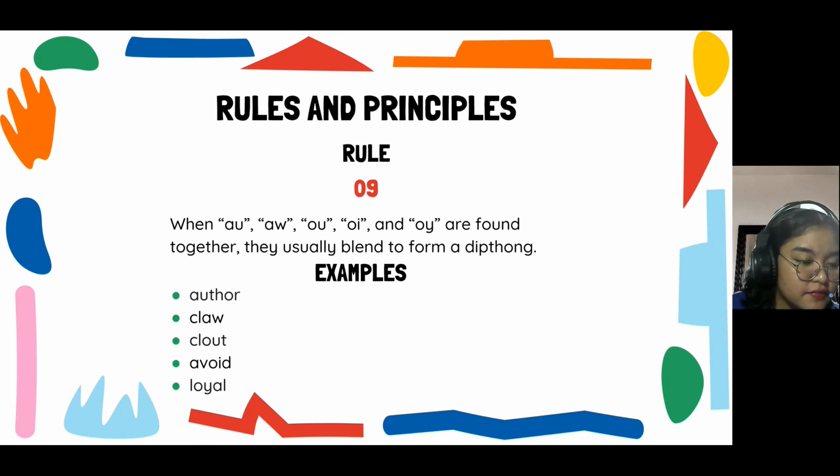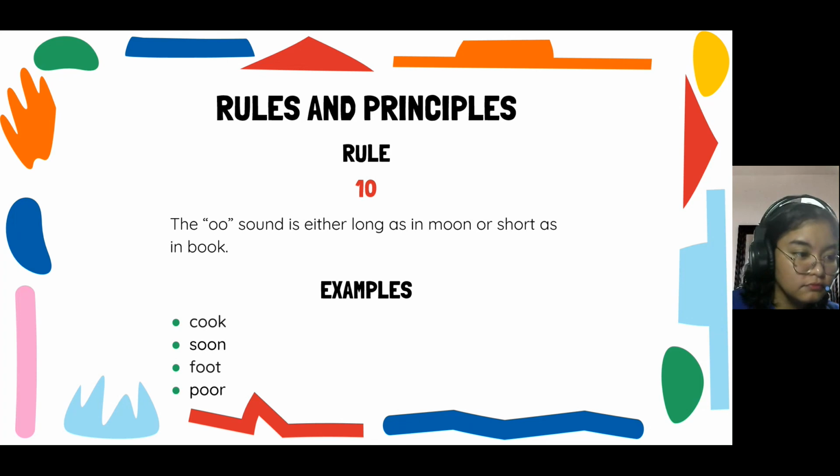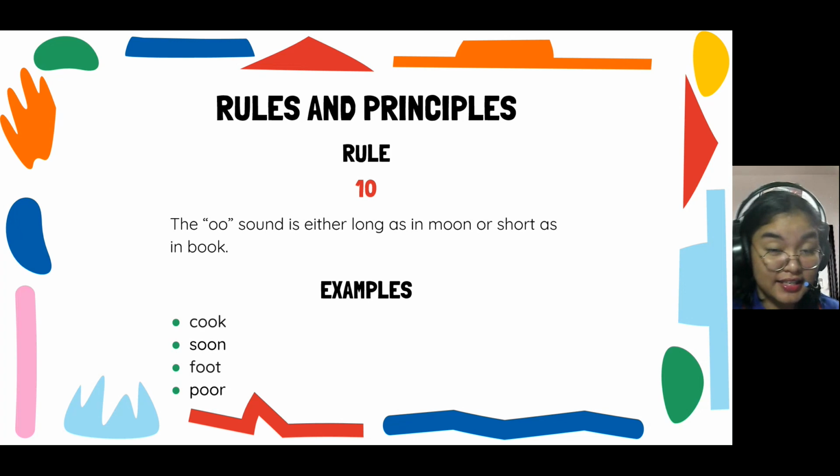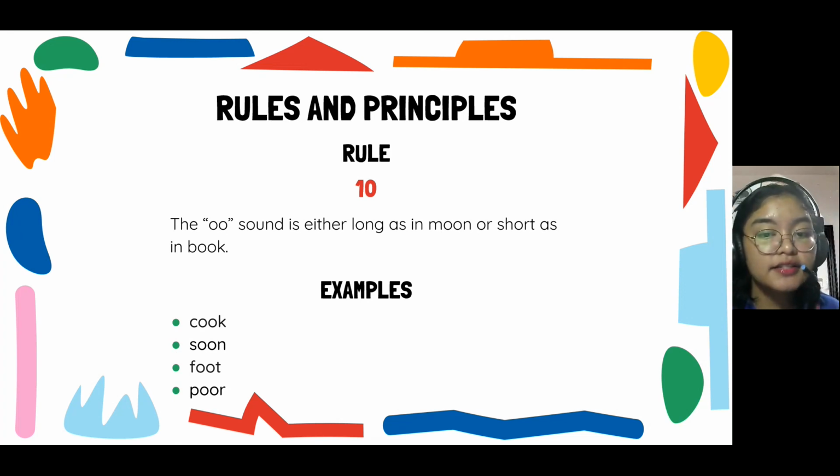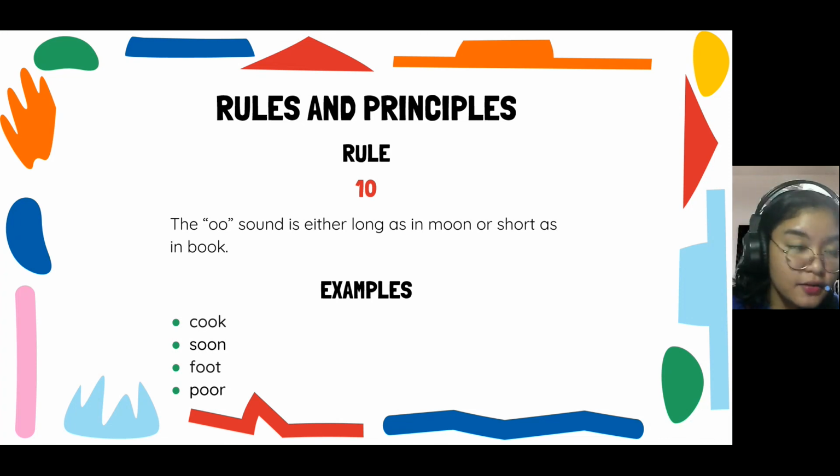And then second to the last rule is OO. The OO sound is either long as in moon or short as in book. Examples: cook, spoon, foot, and pour. For example, the words cook and spoon have a long sound as in moon, while the other words, such as foot and pour, have a short sound as in book.